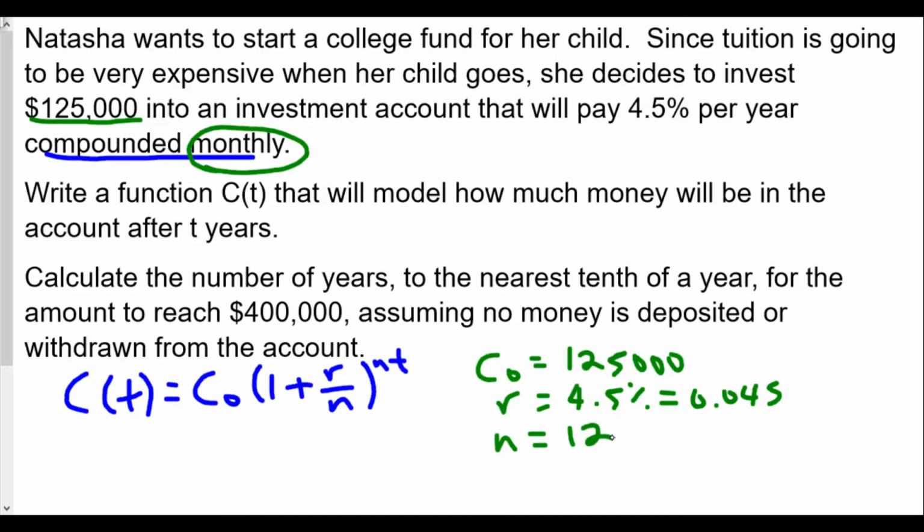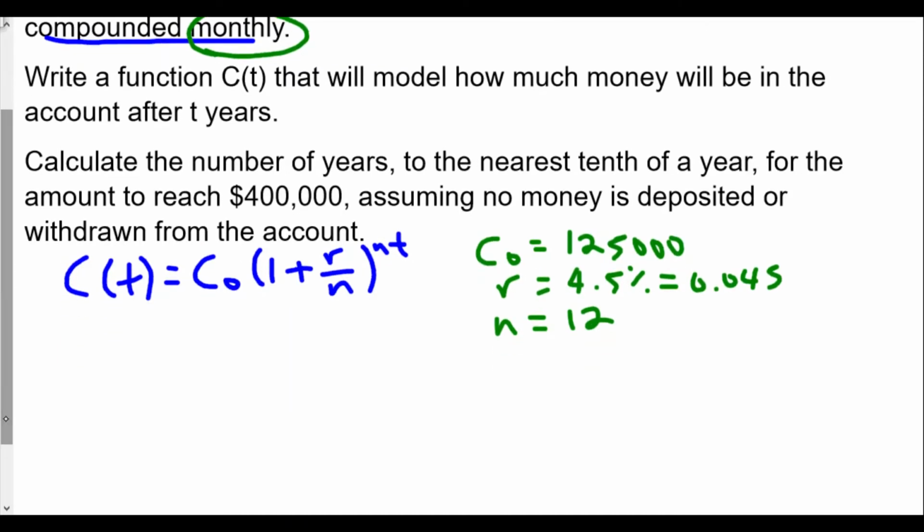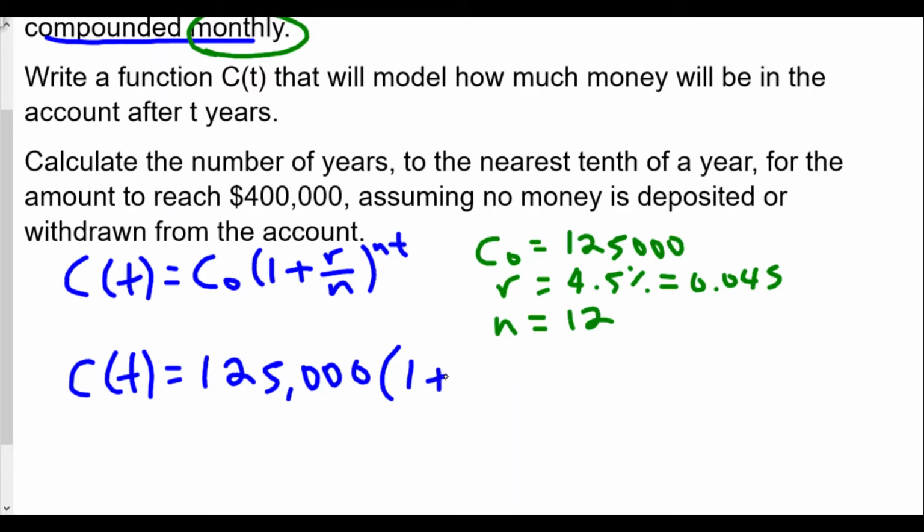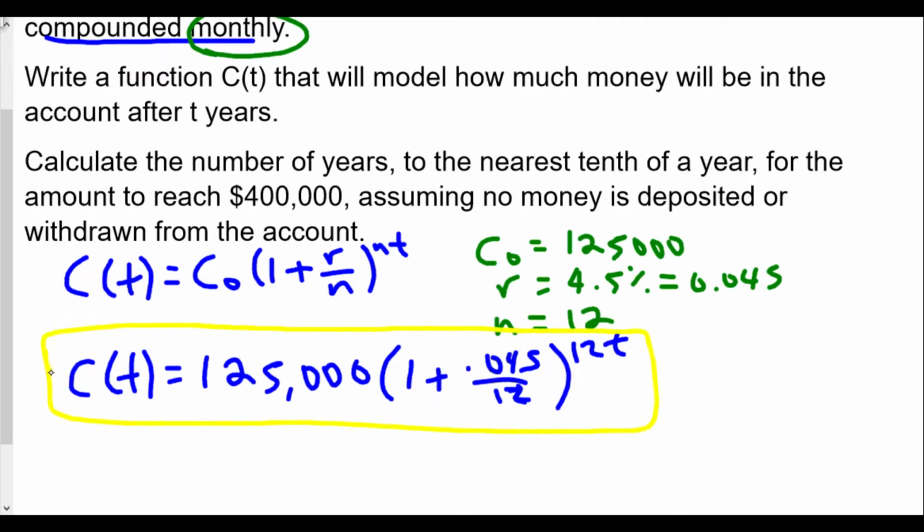So the formula we're going to come up with for part A will be C of t equals 125,000 times 1 plus 0.045 over 12, raised to the 12t power. And that's going to be part A. Again, n is the number of times we compound per year, and since it's monthly, it means it's 12 months per year. That's how we do this one.